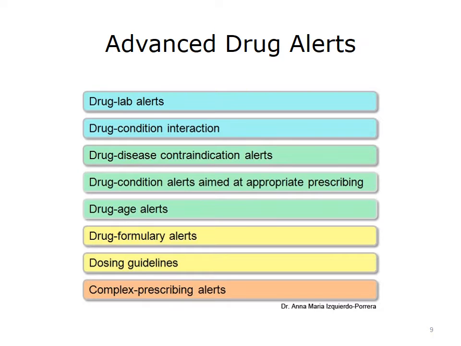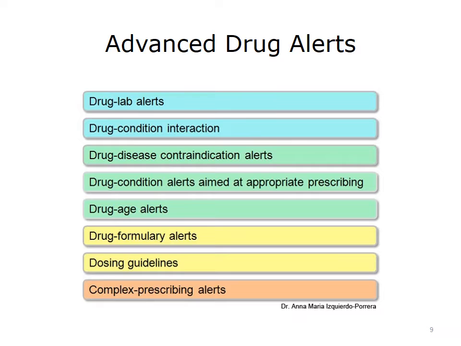There are 8 identified types of advanced drug alerts. Drug lab alerts are generated when drug administration requires close monitoring of laboratory results before and/or after administration of the drug. Drug condition interactions are generated to raise awareness of specific prescribing for particular clinical conditions. Drug disease contraindication alerts are generated to warn against prescribing a certain drug in a specific disease or condition.